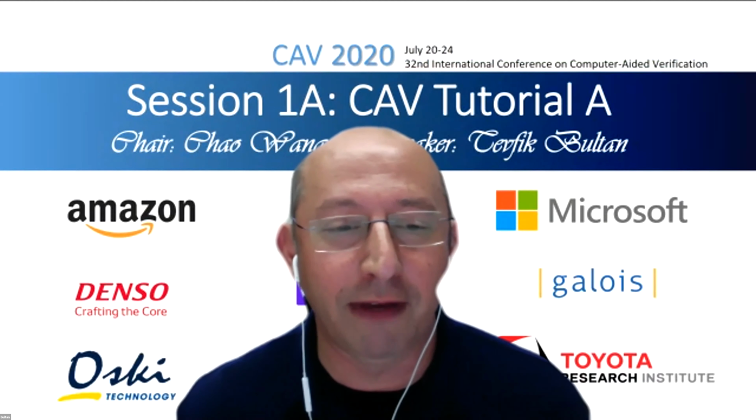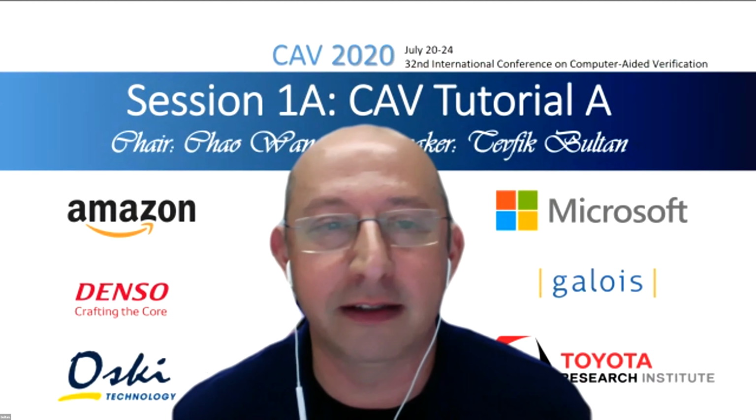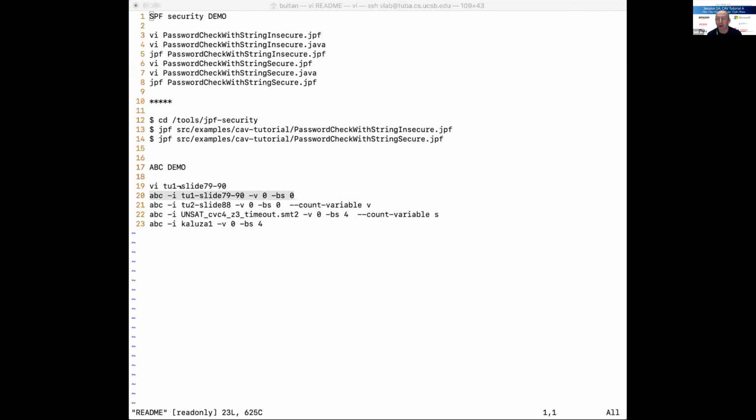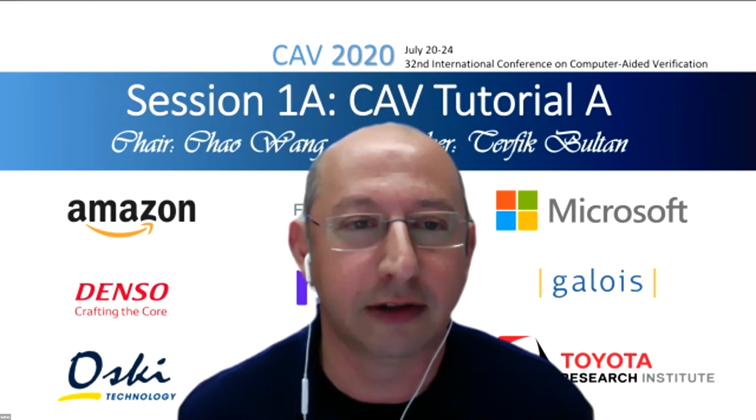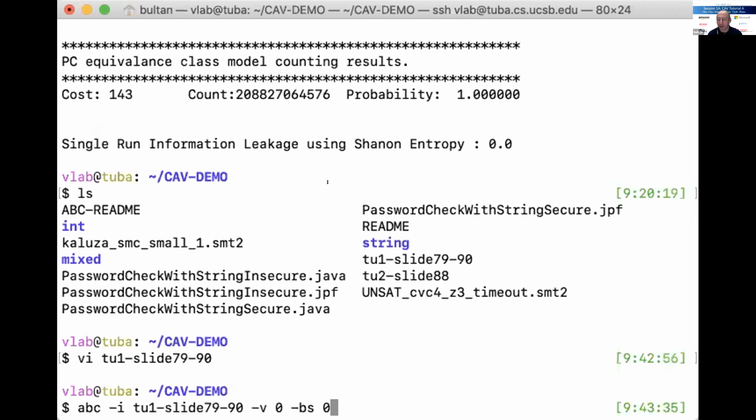But I want to do a very short demo on this. I want to show you ABC running on the example. Okay, let me share the other screen. I think it's this one I want to share. So this is ABC. I'm going to run it on a constraint. I'll show you the constraint later, but let's run it.